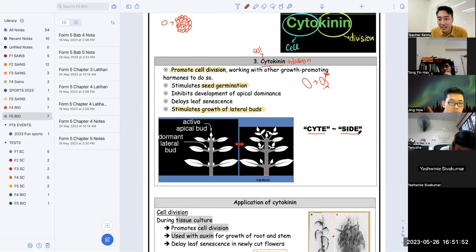Okay, now this is one way to memorize. Cyto sounds like site, so it means site growth. Okay, another way to remember: lateral growth.